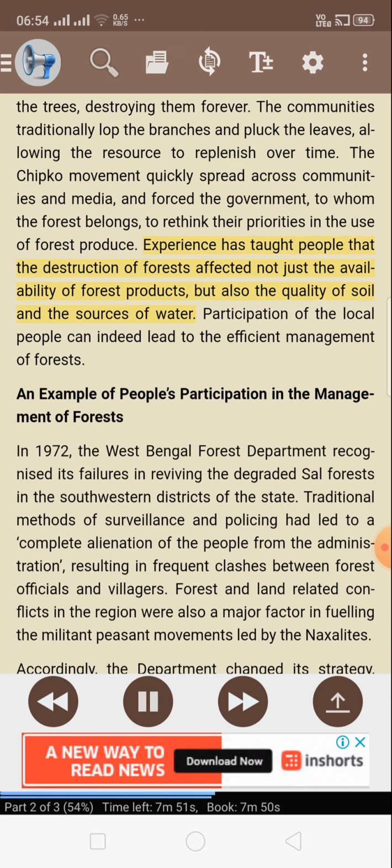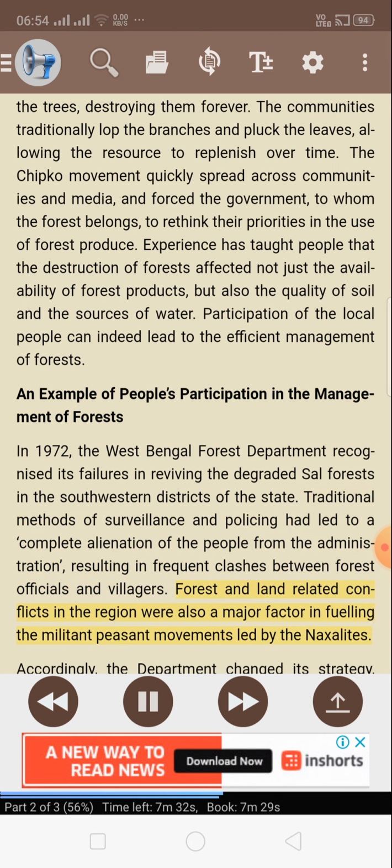Experience has taught people that the destruction of forests affected not just the availability of forest products but also the quality of soil and the sources of water. Participation of the local people can indeed lead to the efficient management of forests. An example of people's participation in the management of forests: in 1972, the West Bengal Forest Department recognized its failures in reviving the degraded Sal forests in the southwestern districts of the state. Traditional methods of surveillance and policing had led to a complete alienation of the people from the administration, resulting in frequent clashes between forest officials and villagers.